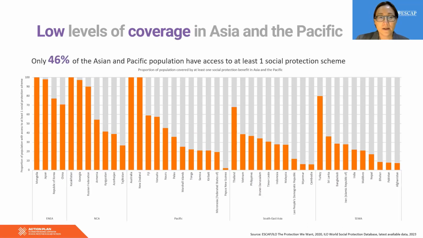So linked to the very low levels of expenditure, we also have very low levels of coverage of social protection across North Central Asia, the Pacific, Southeast Asia, and Southwest Asia. Over half the population in Asia-Pacific do not have access to any form of social protection schemes, and many of the schemes that are made available tend to be non-contributory and poverty-targeted. We have very low levels of contributory schemes in the region, with just 38% of the workforce in Asia-Pacific contributing into a social protection scheme.